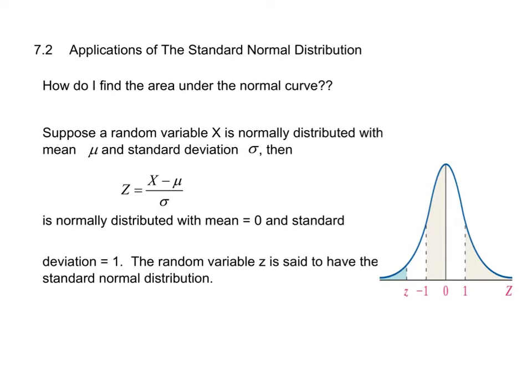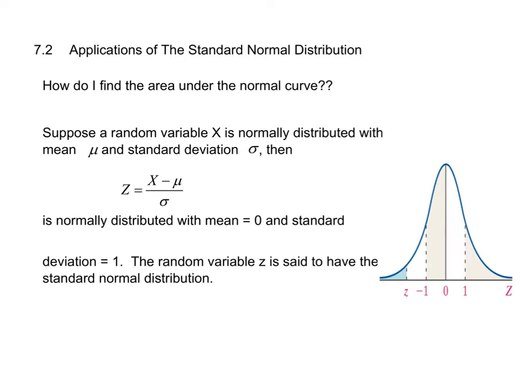Hi everyone, in this video we're going to be going through section 7.2, applications of the standard normal distribution. So we were introduced to the normal distribution and talked about its properties in the previous section. Now in this section we get greater detail about how we find the area under the normal curve. And it all starts with the z-score. So remember that z-score formula, z equals x minus mu over sigma. That is coming back and will be present throughout the rest of the semester, throughout the rest of the course.